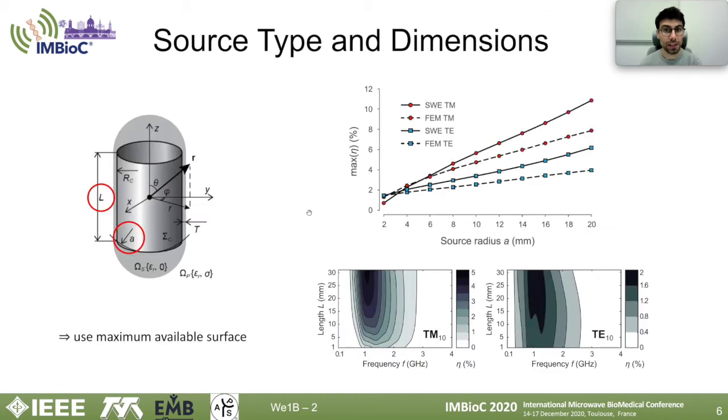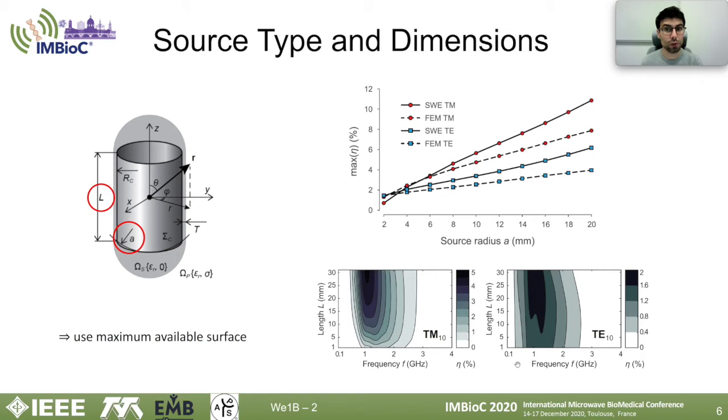Next, we consider the effects of the source size. We use two different metrics for this. One is the length and the other is the circumradius of the antenna, as used by the theoretical model. On this plot, we see the maximum achievable efficiency proportional to the circumradius, and here the effect of the source length over the frequency. We see that electric antennas perform better when larger, but magnetic antennas are preferable for miniature millimeter-sized implants in general.